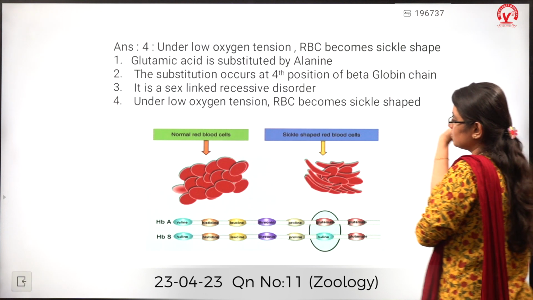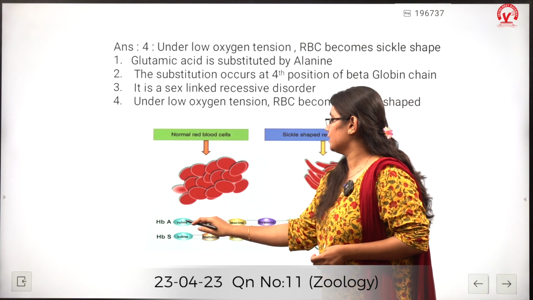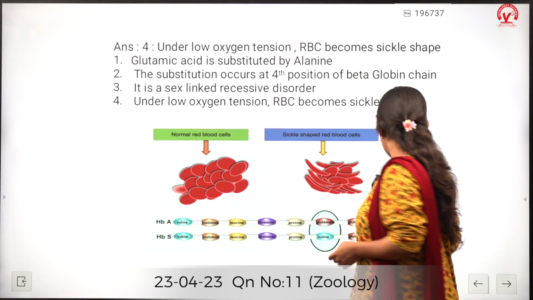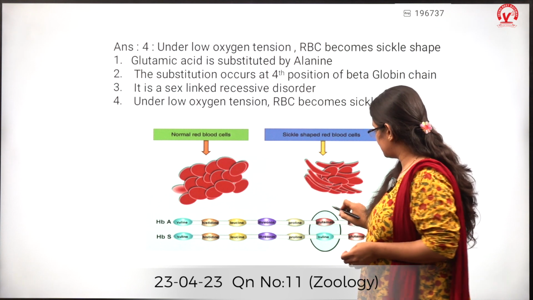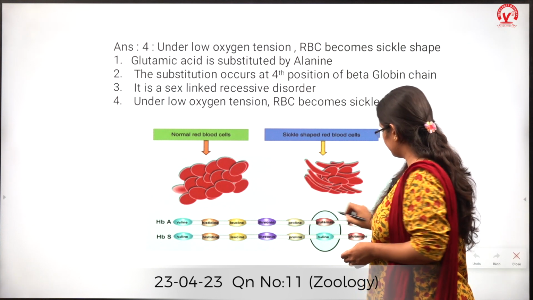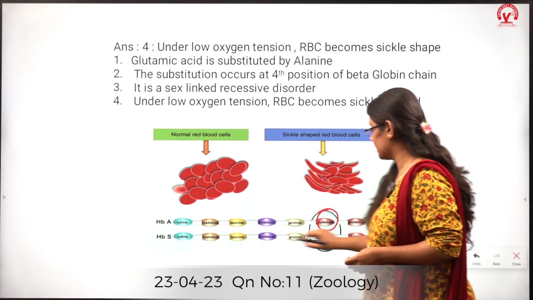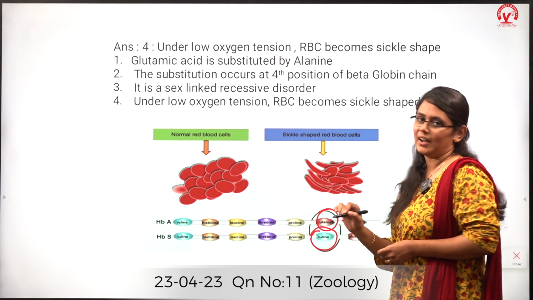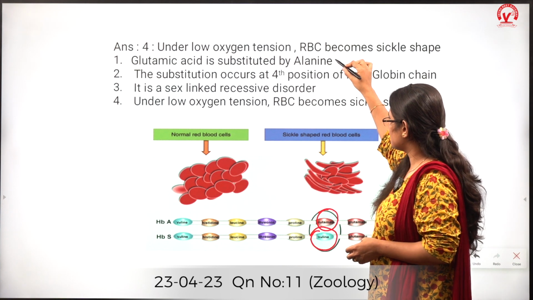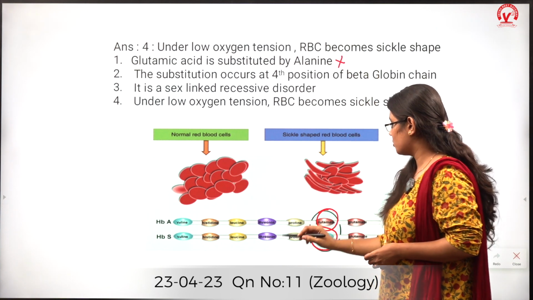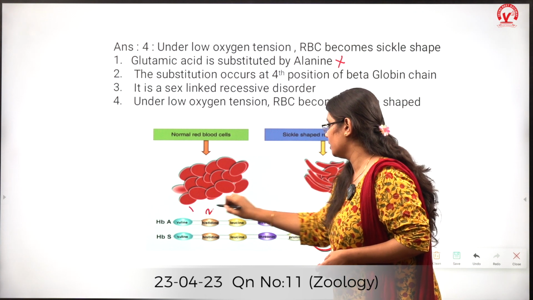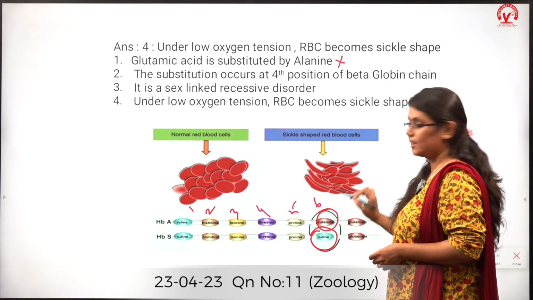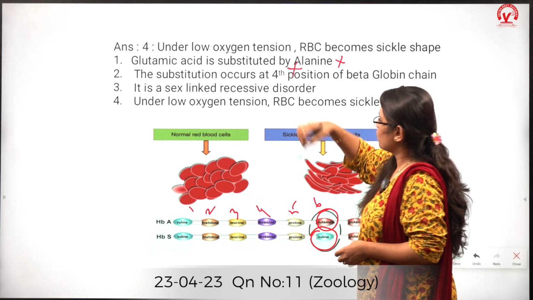Here we can see that this is the normal HbA beta globin chain which contains glutamic acid in the 6th position. Here in HbS, in sickle cell anemia, the glutamic acid is substituted by valine. So that's why option 1 is wrong. It is substituted in the 6th position: 1, 2, 3, 4, 5, 6. So it is substituted in the 6th position, not in the 4th position.